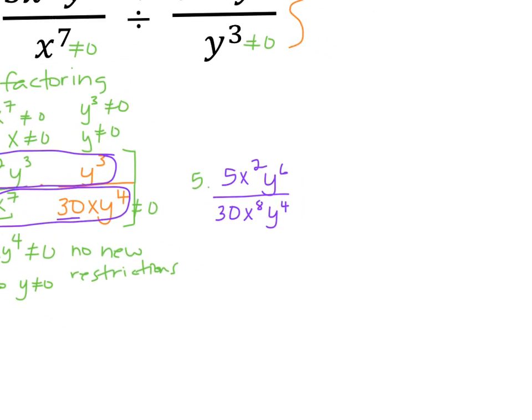So as I look at 5 over 30, I notice 5 can go into both 5 and 30. That would give me 1 over 6. So I'm just going to write 1 on top, 6 on bottom. And then my x column, I've got x squared over x to the 8th.